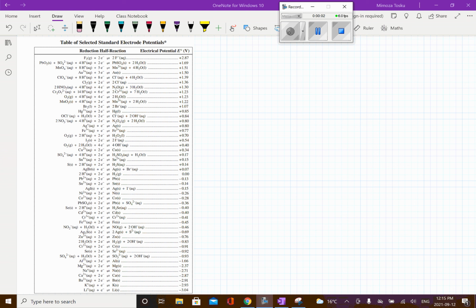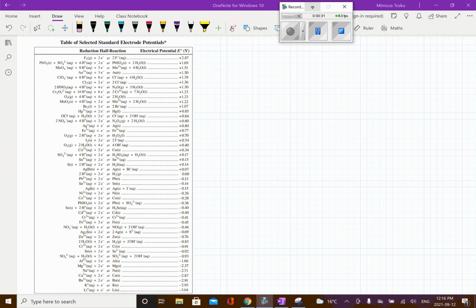So for this part of predicting redox reactions, what we will see is how we can use the table and more complex questions into predicting reactions, most likely when the compounds are not given or things like that.